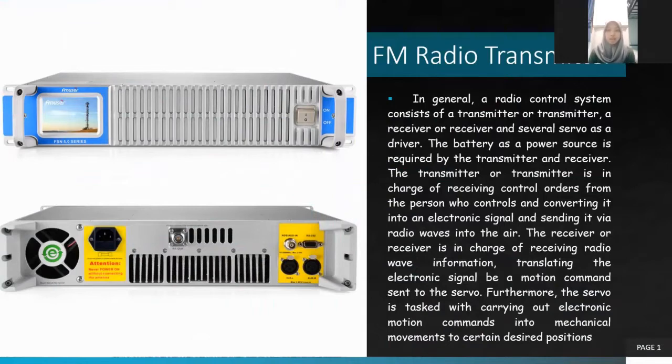Our project is FM radio transmitter. FM is short for frequency modulation, which refers to the means of encoding the audio signal on the carrier frequency. In general, a radio control system consists of a transmitter, a receiver, and several servos as a driver. The battery as a power source is required by the transmitter and receiver.